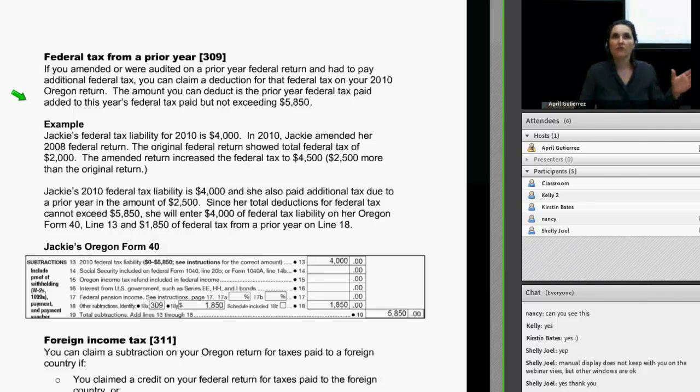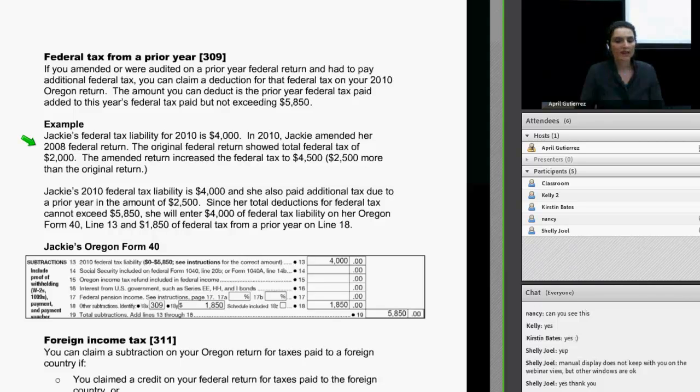Rather, any additional tax you pay in 2010 for a prior year amended federal is going to be a separate subtraction claimed on the Oregon return. But it is not an increase to the federal liability claimed on line 13. Rather, you look at whatever amount you entered on line 13 and add to that amount another amount for the amount of increase on line 18X and line 18. But you cannot go higher than $58.50 between the repayment and the actual liability for the current year.